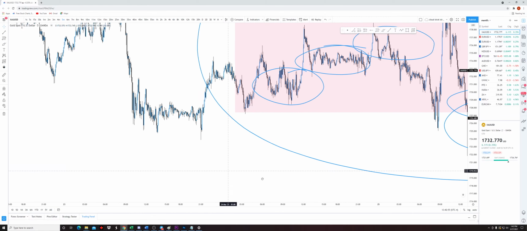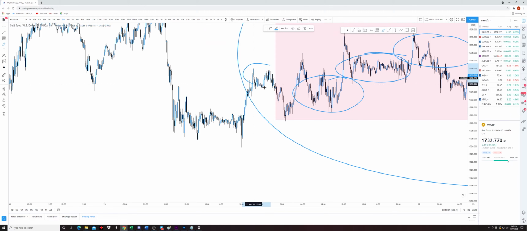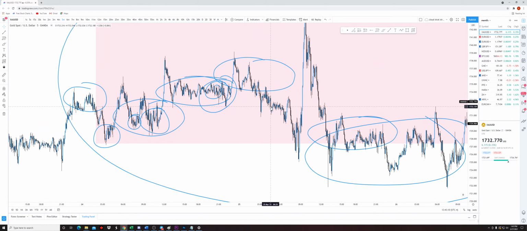Now we get inside here. What do you see? Schematic 7, distribution. Schematic 8, accumulation. Schematic 9, accumulation. Schematic 10, accumulation. Schematic 11, distribution into a schematic 12, into accumulation, so on and so forth. You can literally circle and find Wyckoff absolutely anywhere.